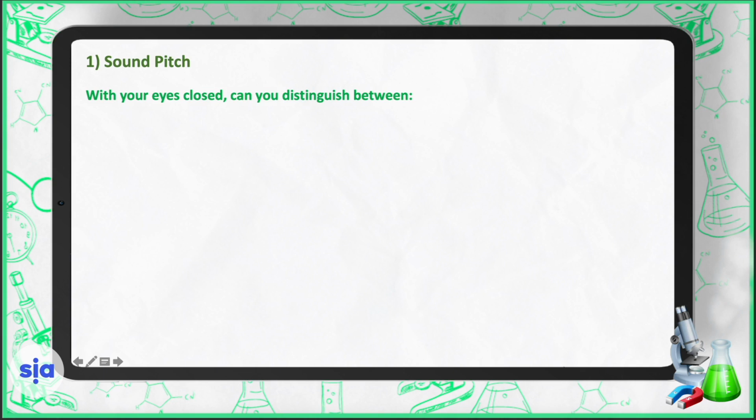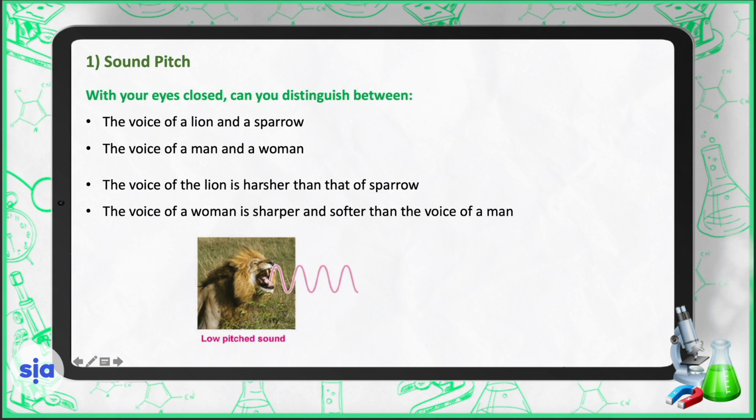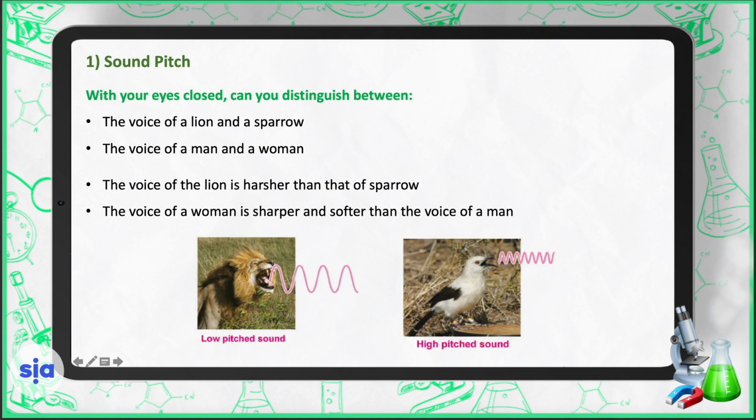With your eyes closed, can you distinguish between the voice of a lion and a sparrow? The voice of a man and a woman? Yes, of course. The voice of the lion is harsher than that of the sparrow, and the voice of the woman is sharper and softer than the voice of a man. This is a low-pitched sound, the voice of the lion, because the voice of the lion is harsh, low pitch, while this is a high-pitched sound, sounds of birds, because they are sharp sounds.